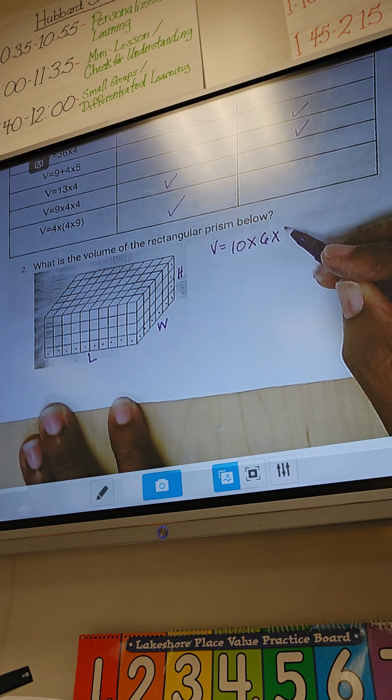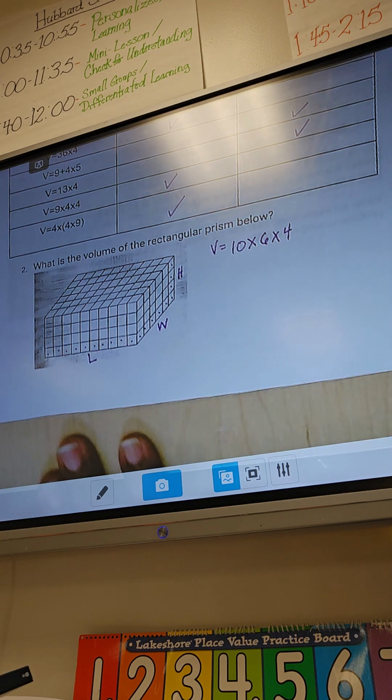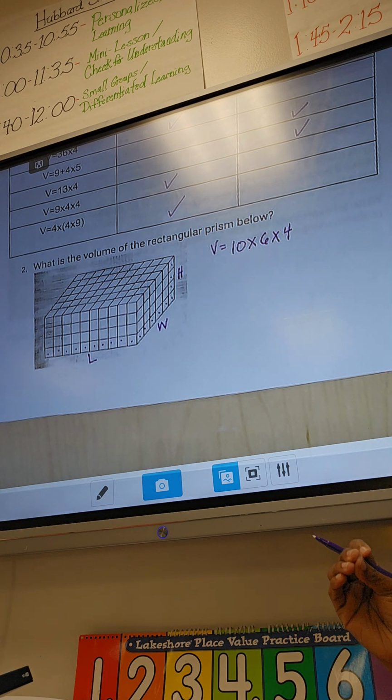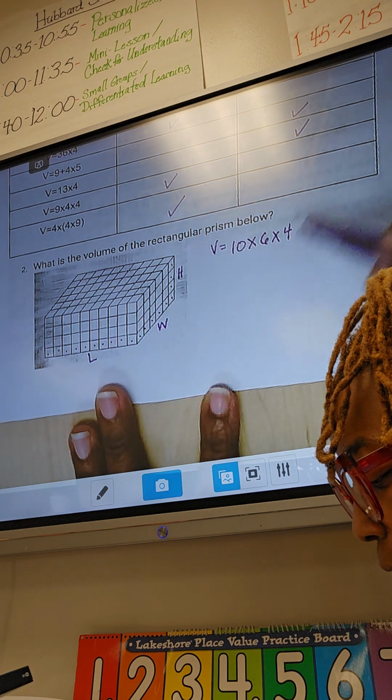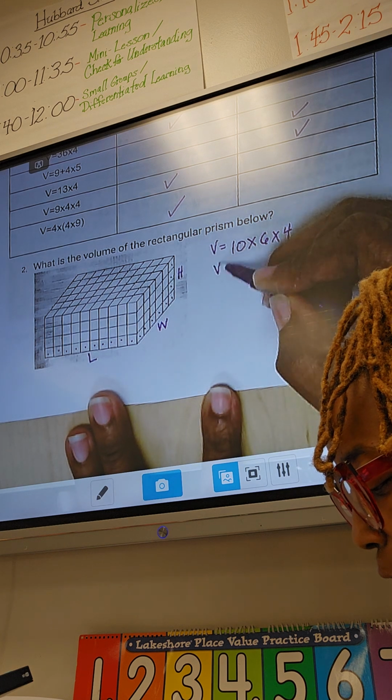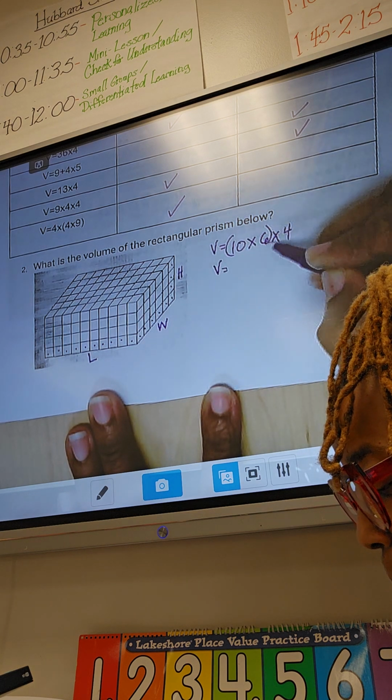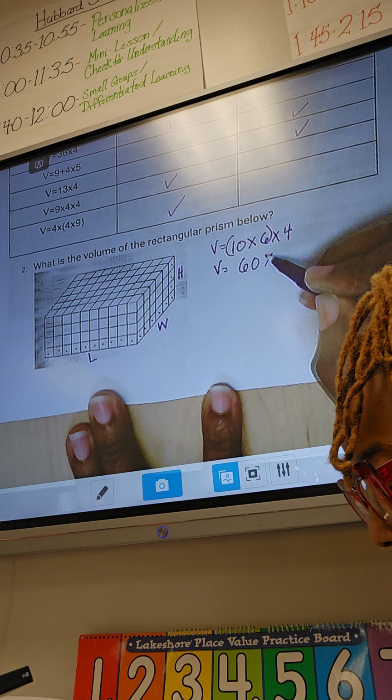Now I know some of you already know, which is great, but some people need to see the process. So I'm going to go through the process, although some of us can look at it and tell, oh, that's 4, oh, that's 6. Some people need to see that, so I have to give them a visual of how I got to that number, okay? All right, so volume equals 10 times 6 times 4. That means volume equals 60 times 4.